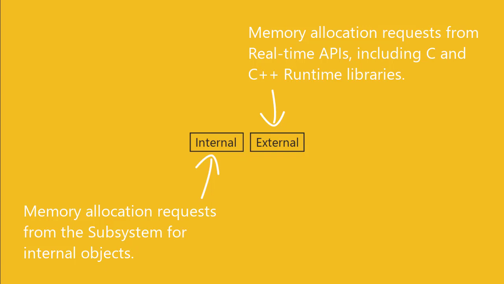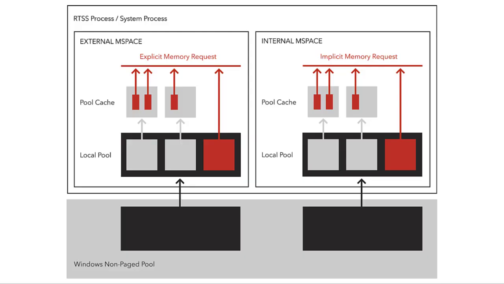Memory is allocated from one of the process MSpaces unless the memory is required to remain over process exit, such as memory for IPC objects and cross-process shared memory. Such allocations are made from the subsystem's MSpaces.